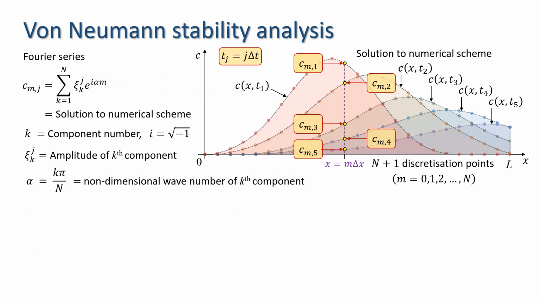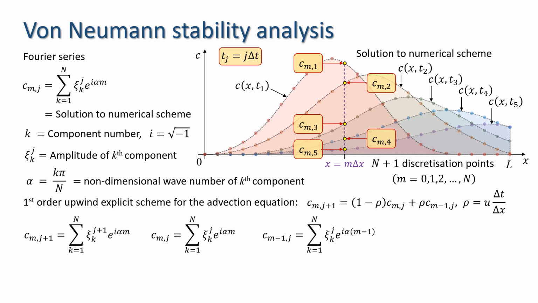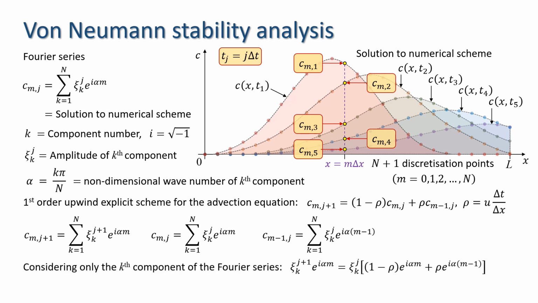To perform the stability analysis, we substitute the Fourier series expansions into the numerical scheme. Consider the first-order upwind explicit scheme for the advection equation. We have in this equation Fourier series for c_m^(j+1), c_m^j and c_(m-1)^j. We substitute these into the finite difference equation and consider only the kth component of the resulting Fourier series, giving us this equation. We can divide this by e to the i alpha m, giving us this relationship between the amplitudes zeta_k^(j+1) and zeta_k^j.